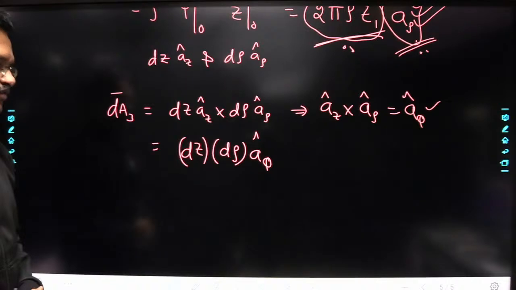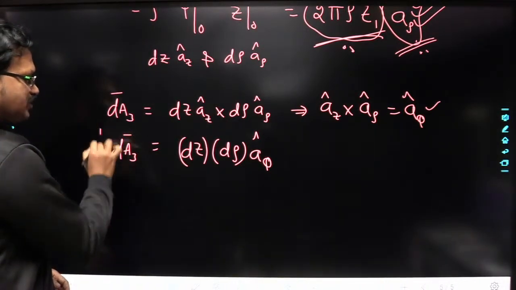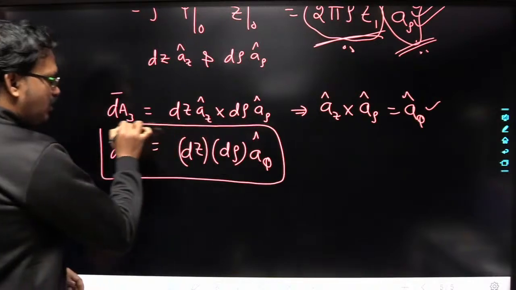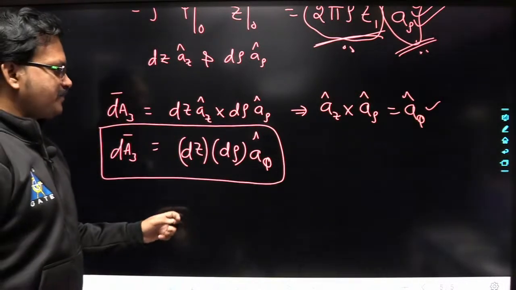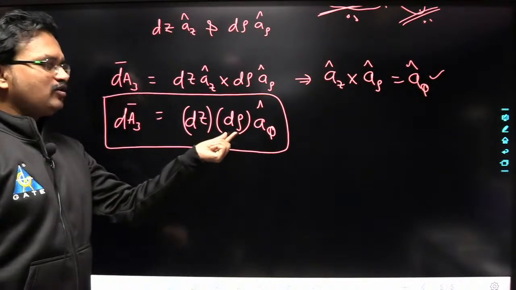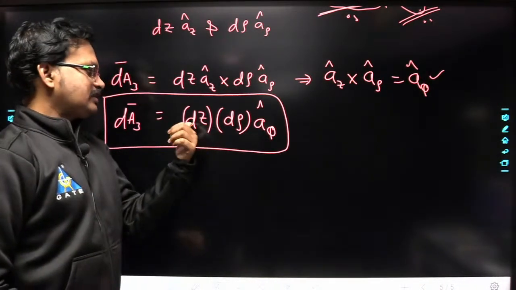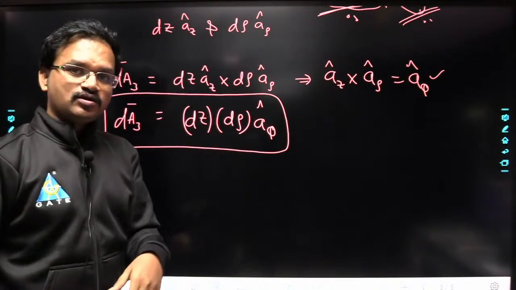Okay, this is nothing but a phi cap. So this is dA3 bar here. This is another differential area we got. Understood? See, dz is nothing but the movement along a straight line path. d rho is also the movement along a straight line path. And we know that this z and rho both are perpendicular to one another.